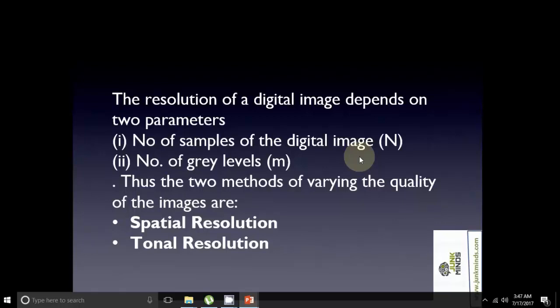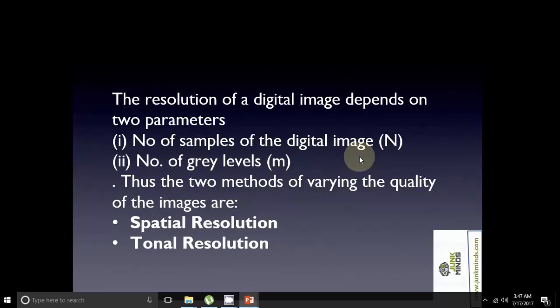Now, what exactly are these two types of resolutions? Spatial resolution: here the number of samples of the digital image is changed as a power of 2, keeping the display area used for each image the same and maintaining a constant gray level. This pixel replication produces a checkerboard effect, which is particularly visible in images of low resolution. So this was spatial resolution.